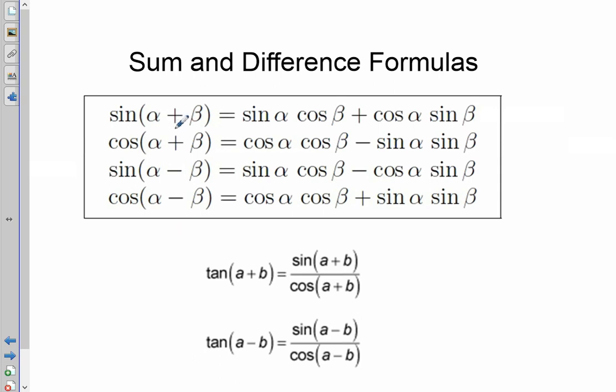You can see when you have a sine of a plus, it alternates between sine of an angle, cosine of the second angle, plus cosine of alpha times sine of beta. Cosine of alpha plus beta, two different angles. So just so you know, these are two different angles. And so we have cosine of alpha, cosine of beta, minus sine of alpha, sine of beta. And then sine of alpha minus beta is sine of alpha, cosine of beta, minus cosine of alpha, sine of beta. And cosine of alpha minus beta, cosine of alpha, cosine of beta, plus sine of alpha, sine of beta.